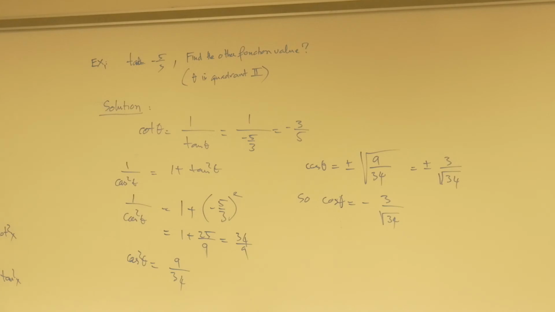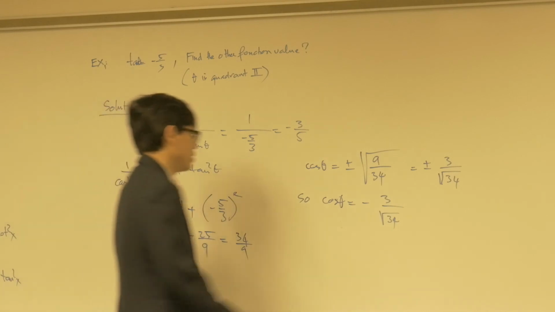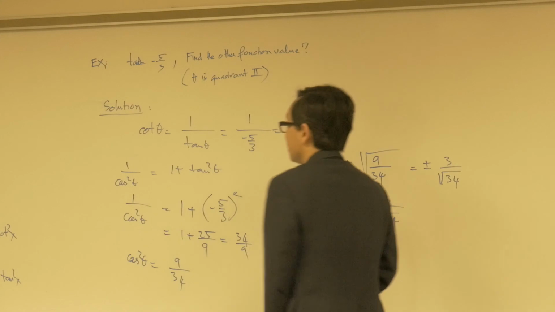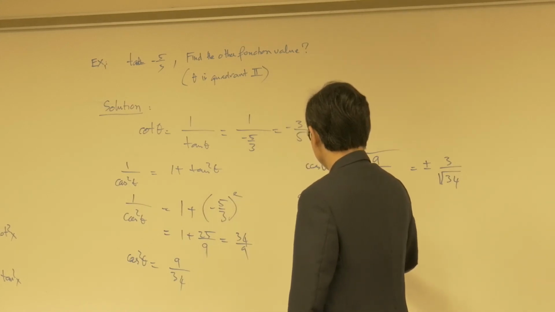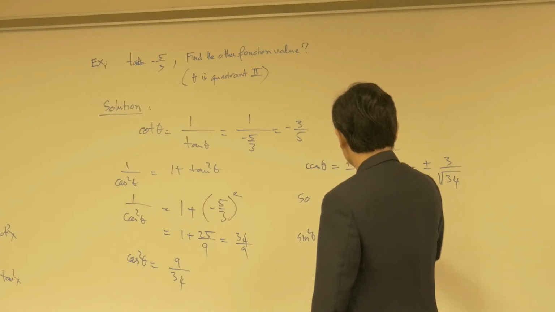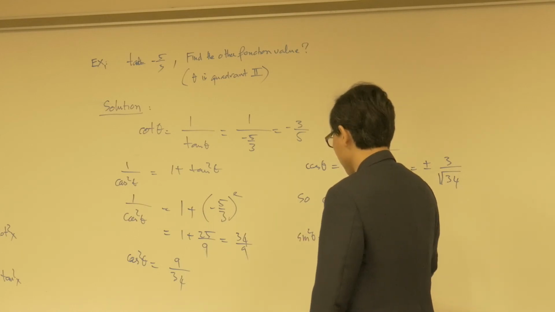Now we already know cosine. Do you think we can calculate sine? Yeah. Which formula will you use? The first one, right? We'll use the first one. Or maybe we can use this one also if you want, because we already calculated cotangent. But let's just stick to the Pythagorean identity. So sine squared equals 1 minus cosine squared. So that gives you 1 minus, you square that, this 9/34.